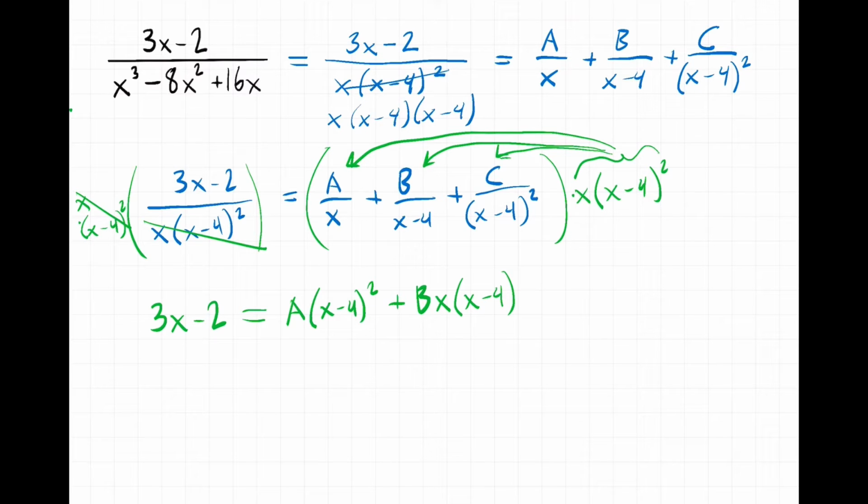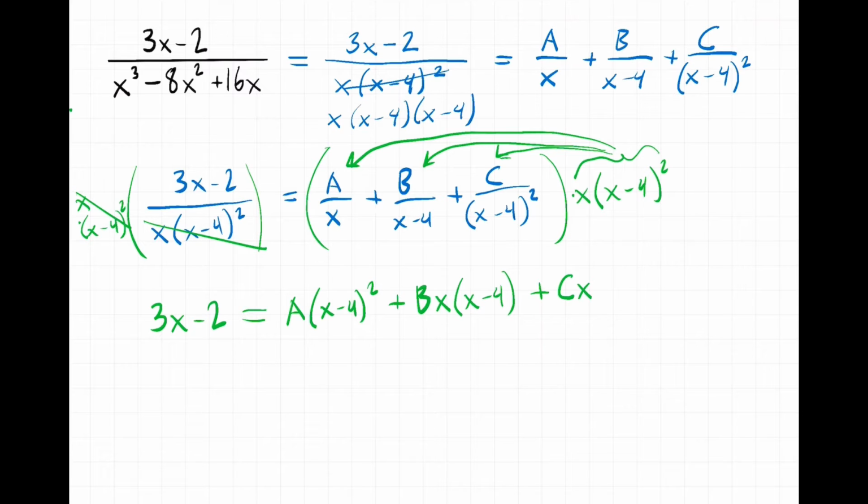And finally, we have c over (x minus 4) squared. That gets multiplied by x times (x minus 4) squared. The (x minus 4) squareds get canceled, and we're left with c times x. So now we have a version of this equation that's entirely in polynomial form.